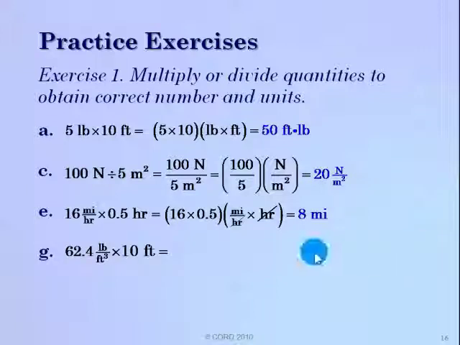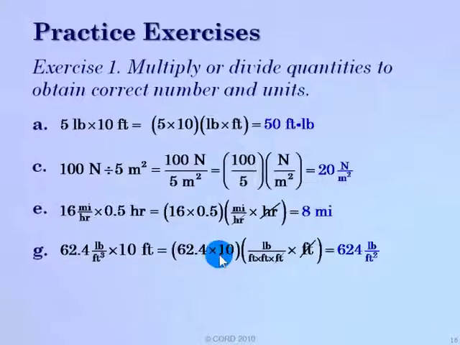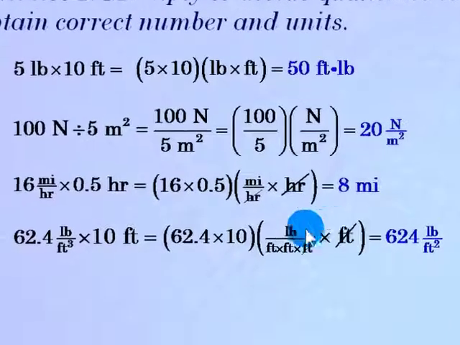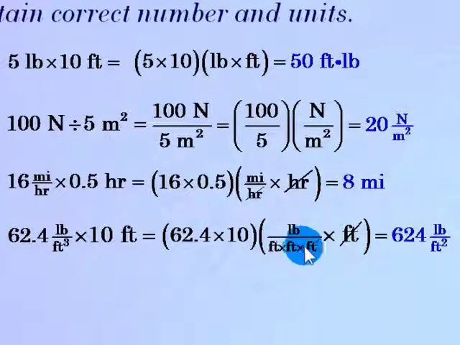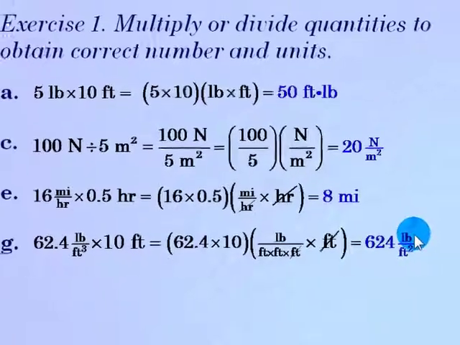Here's another example, a little more complicated, 62.4 pounds per cubic foot times 10 feet. Again, we pull the values out and the units out. We'll express the cubic feet as feet times feet times feet, so that one of the pairs of the feet will cancel, leaving us with just pounds divided by feet times feet, better known as pounds per foot squared, and the value will be 624 pounds per foot squared.